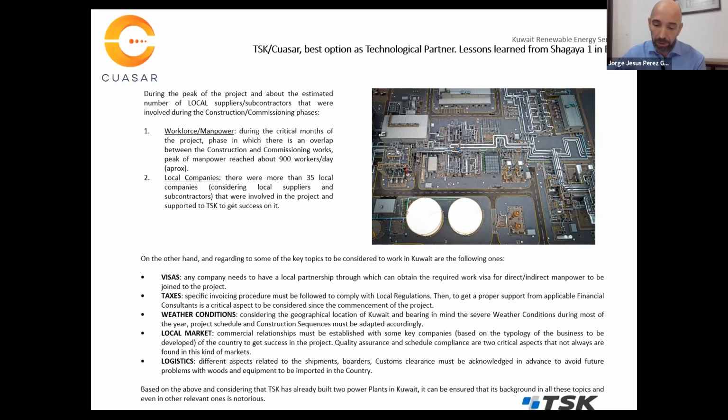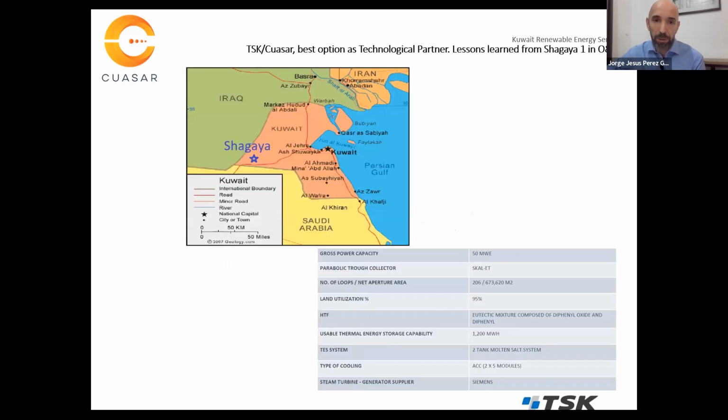And TSK did it well. Also the local market: the commercial relationship must be established with some key companies. And believe me, if you are not choosing these key companies well, you are putting the whole project at risk. A screening, a scanning, and also establishing a trust relationship with them is needed in order to succeed. Maybe the rest of the challenges we are going to mention in the next slide. So please, Rafael, could you go to the next one?